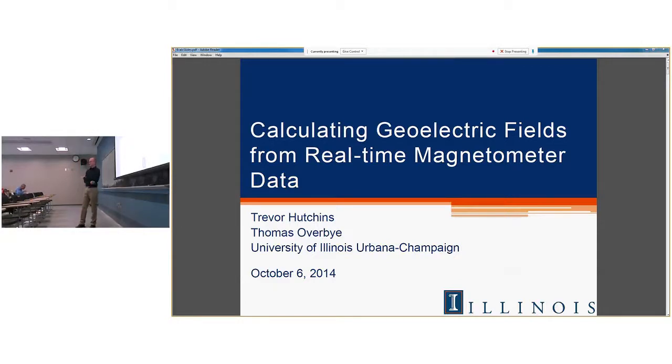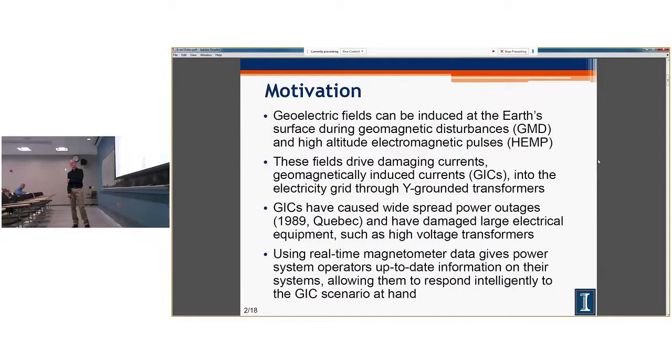be interesting enough. All right, so calculating geoelectric fields from real-time magnetometer data is the topic. These were animated. PowerPoint didn't work, sorry. So the motivation.